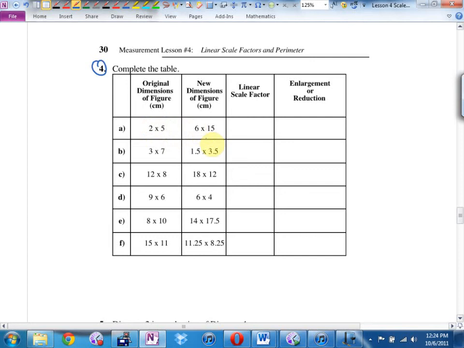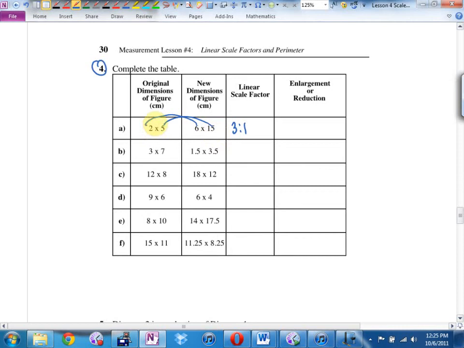A 6. What's your scale factor if you turn a 2 into a 6? 3 to 1. And if you're not sure, this number divided by that number will always give you the scale factor. Your new measurement divided by your old measurement will always give you the scale factor. But Sydney, make sure you divide matching sides. Make sure you divide that by that or that by that. But don't go 15 divided by 2 because those two sides aren't paired up. Okay? By the way, enlargement or enlargement.